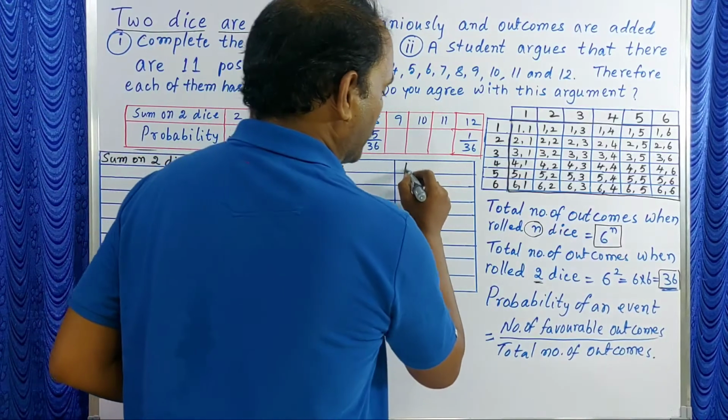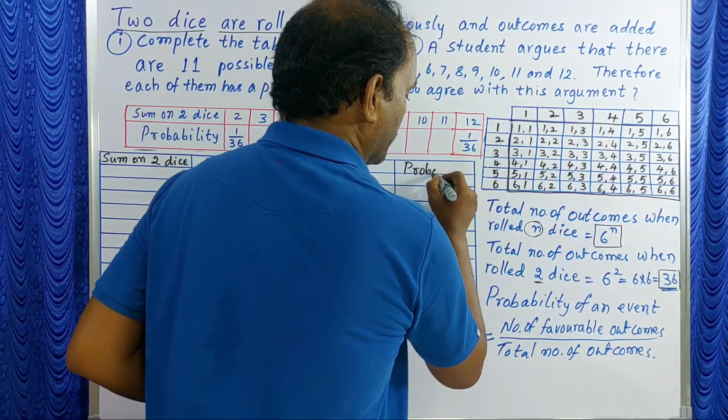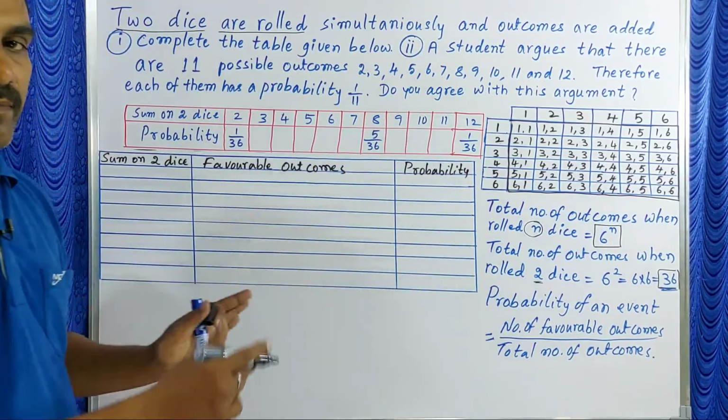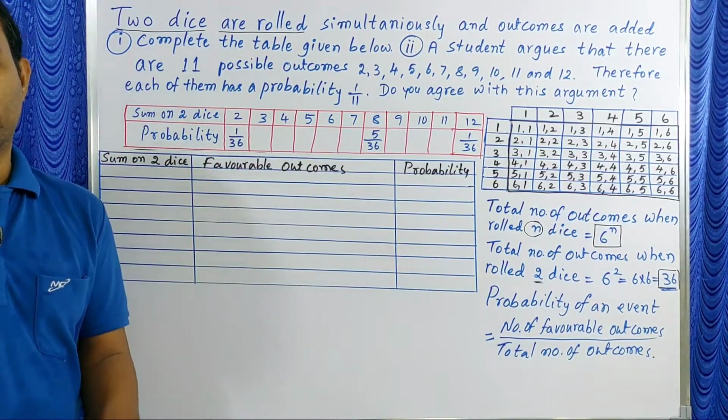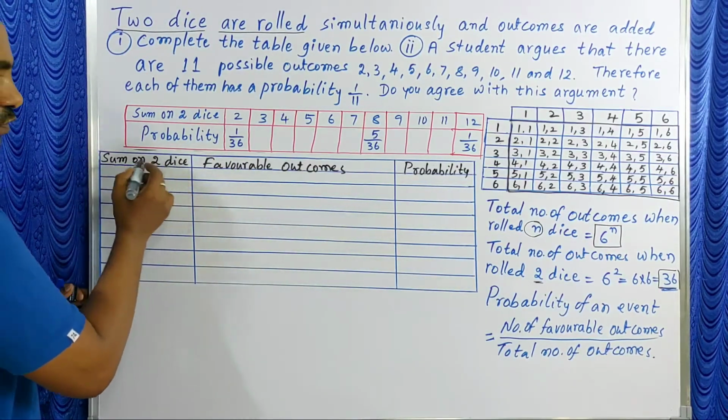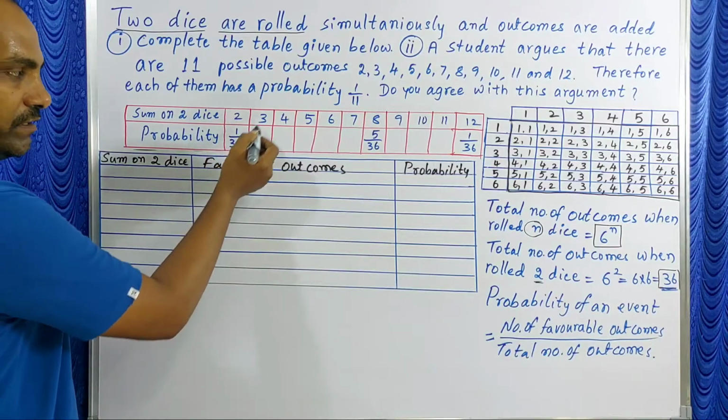Next one is probability. This one is a lengthy problem, that's why use this table only. Then easily you can find the values. Sum on 2 dice. 2 is already given, so 3.